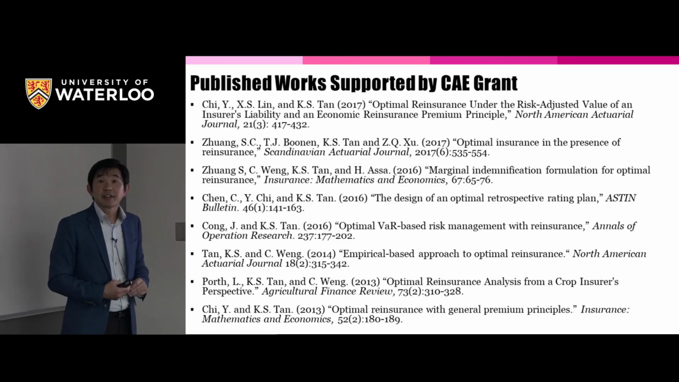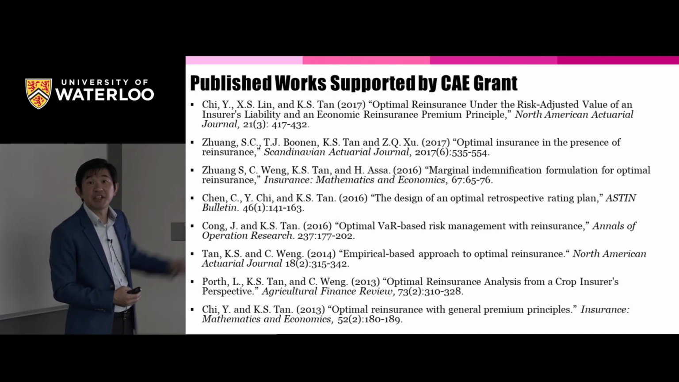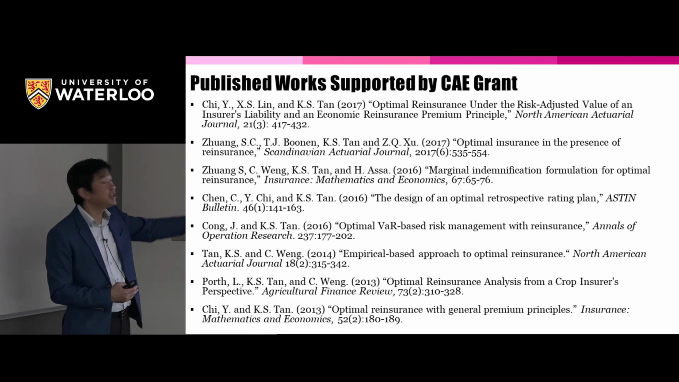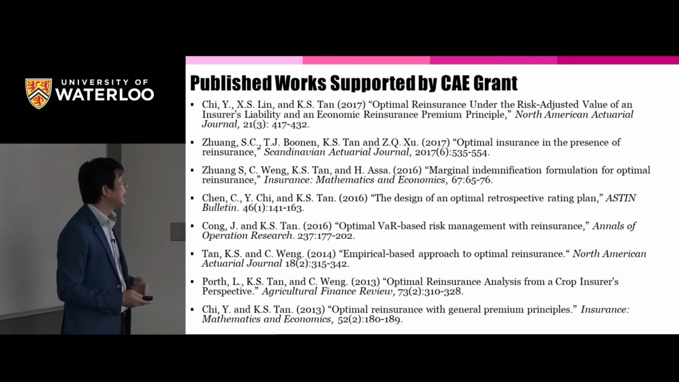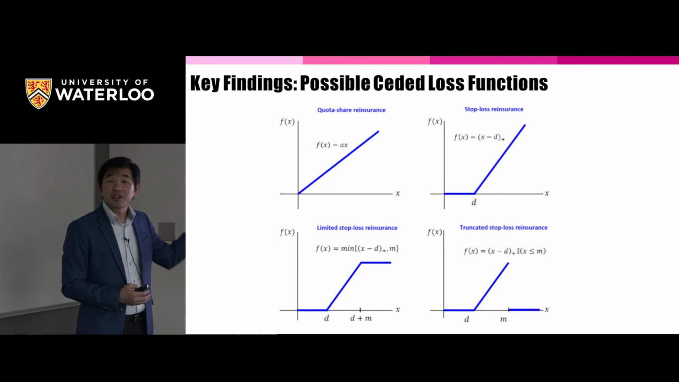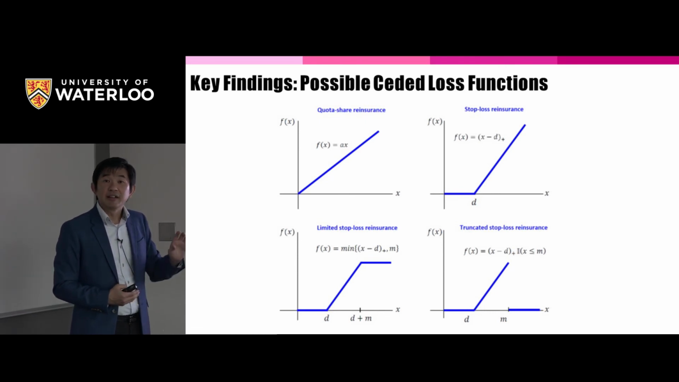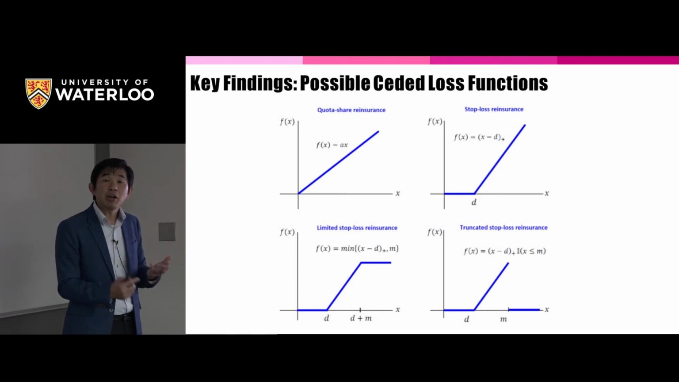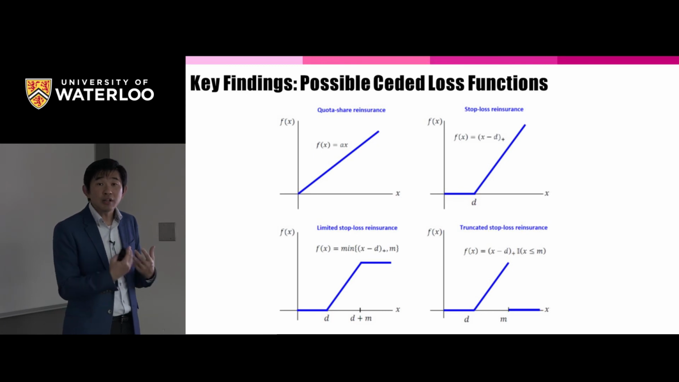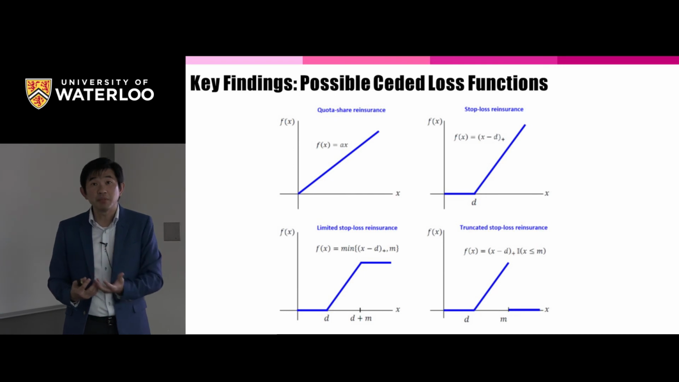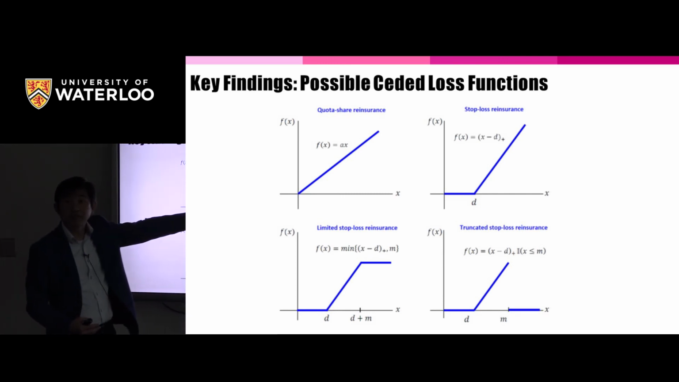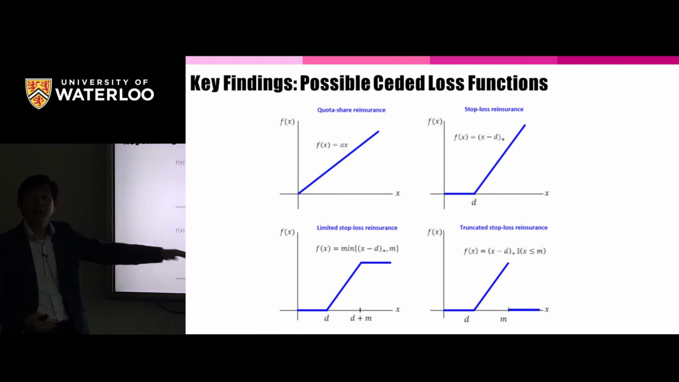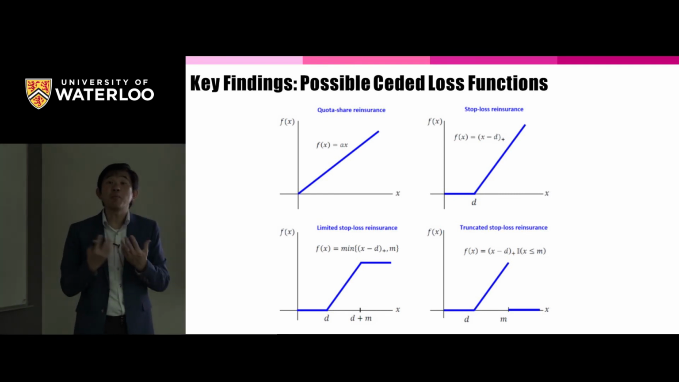This extension has been summarized in this work that is being supported by the CAE grant. Because of the complexity of this model, in this videocast we will not go into details, but we encourage the viewer to look at this report. But the important findings in this work are as follows. Depending on how we define the optimization problem, how we assume the premium principle, and what kind of assumption we make on the ceded loss function, we have demonstrated that stop loss is not always optimal. In fact, we have shown that proportional can be optimal, or stop loss can be optimal, or even the limited stop loss and the truncated stop loss can also be optimal. Again, all this depends on how you formulate the optimization problem.